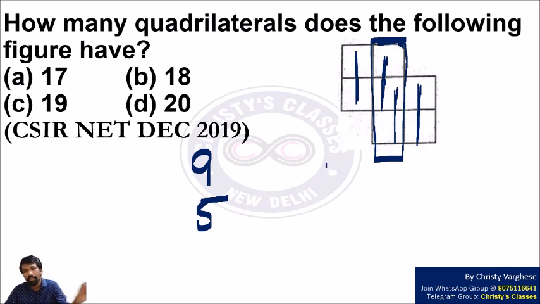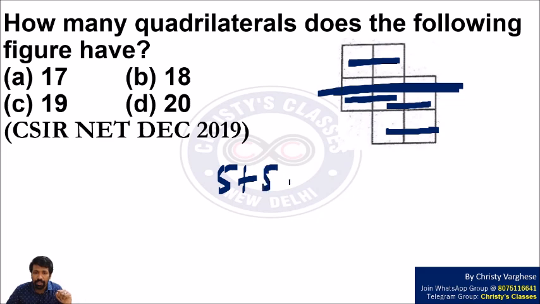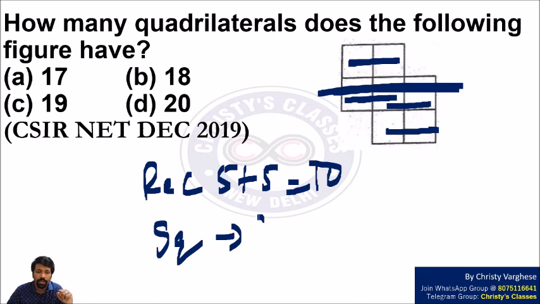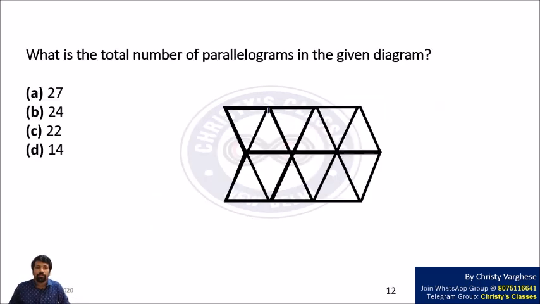But now you can count the same 5 horizontally also. Vertically we counted 5, which means horizontally also 5 rectangles are possible. 1, 2, 3, 4 and 5. The 3 by 1 rectangle also. So 5 plus 5, 10 rectangles will be there. And squares are 9. So 9 plus 10, 19. Option C will be the correct answer. 19 will be the correct answer. If so, let's go to the next question.